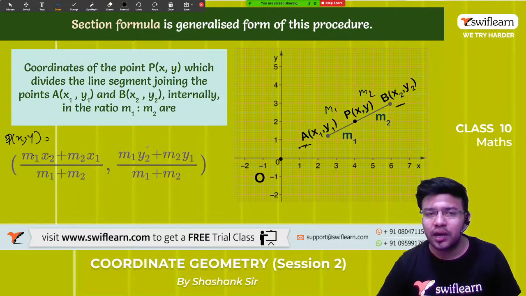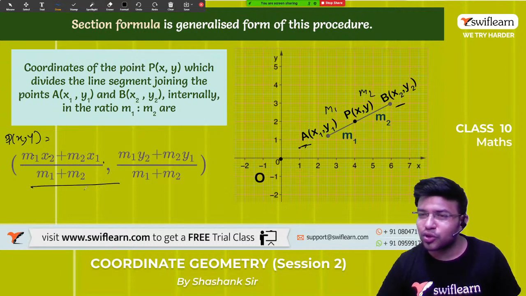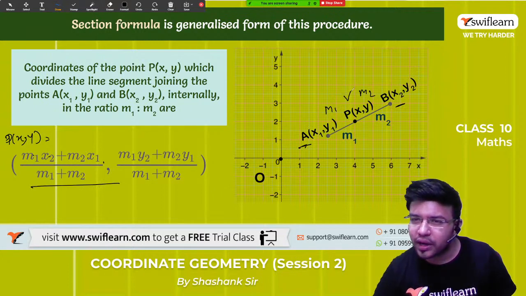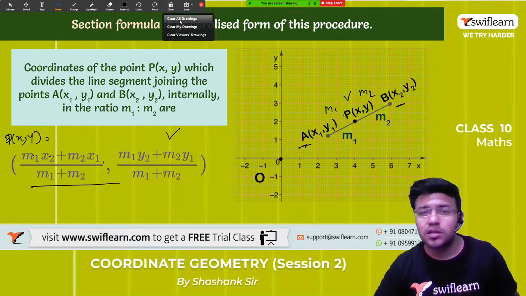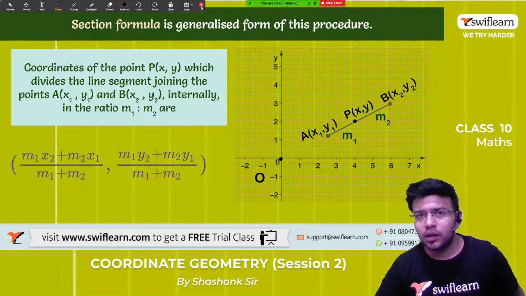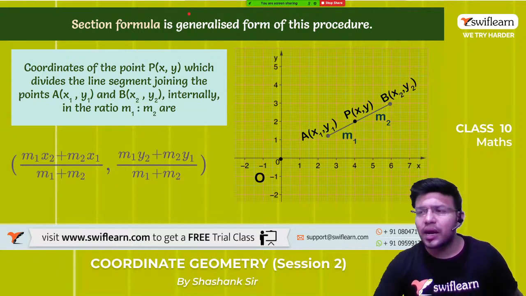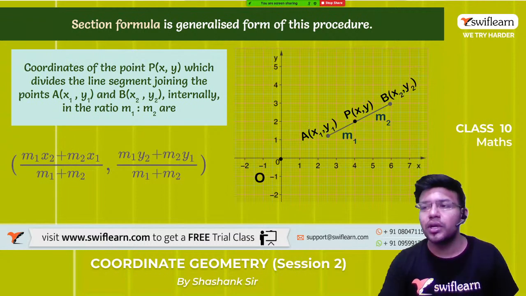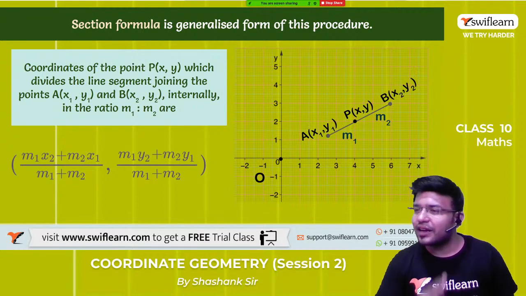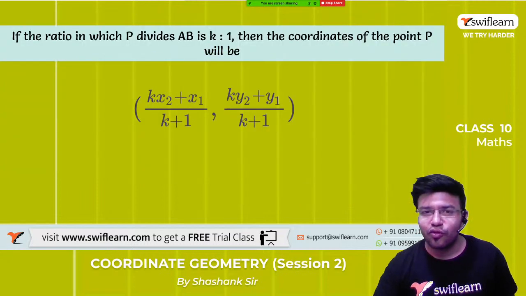Sir, what will we get by doing this? What am I going to get after solving this? You're going to get the coordinates of point P, the x coordinate of point P and the y coordinate of point P. This is what you are going to get. Okay. So, sir, how did this formula come? We can derive this, which we will do in the later slides, and we can attain this formula.